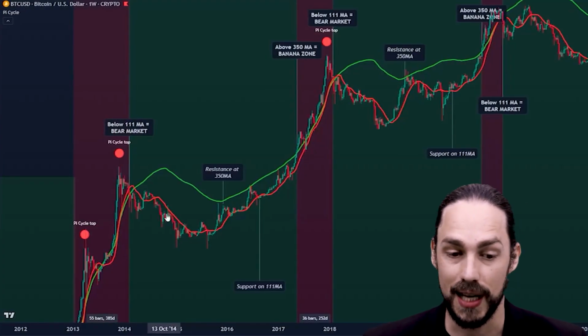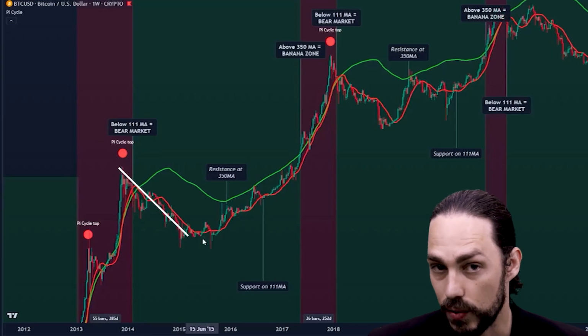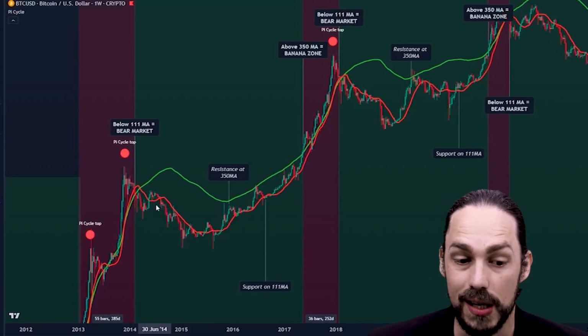Then we have this downturn, consolidation on the red line, where the price starts treating the red line as resistance.